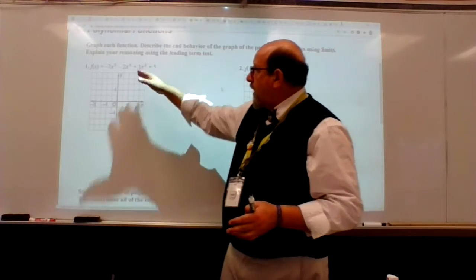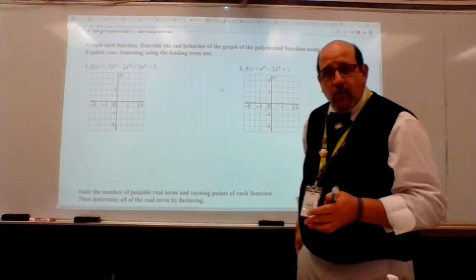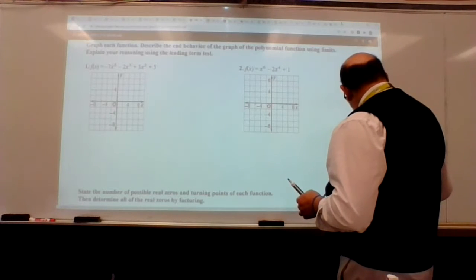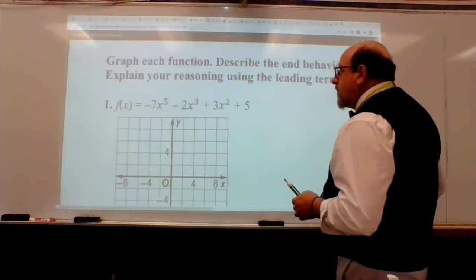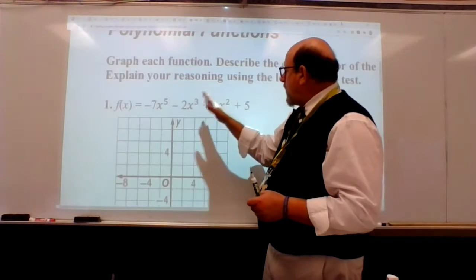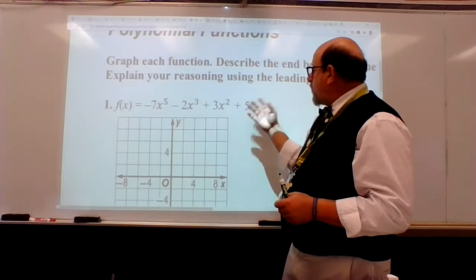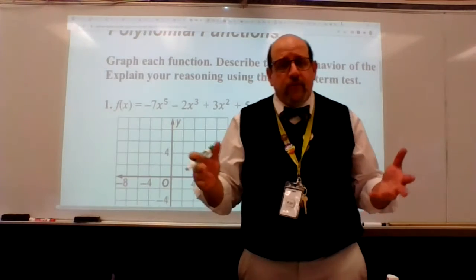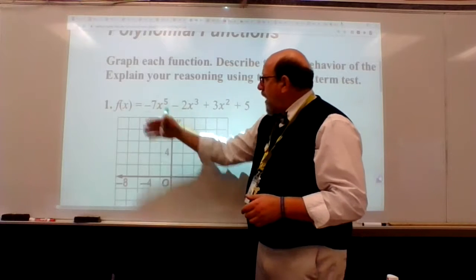So for instance, we're taking a look at this function here. I'm going to really blow it up so you can see it. Just give me one brief moment while I blow it up. There it is. Here's our function, negative 7x to the fifth minus 2x cubed plus 3x squared plus 5. That's a function of x, right? So we know a lot of things.